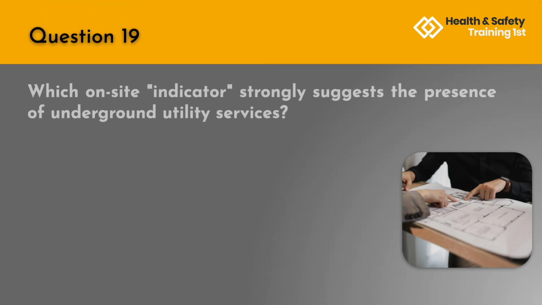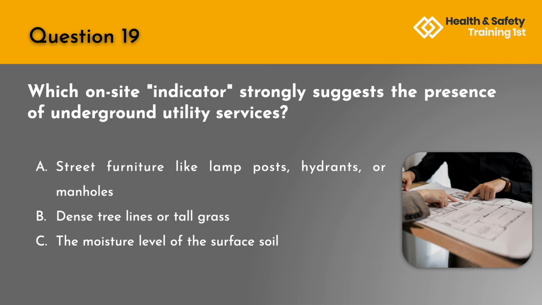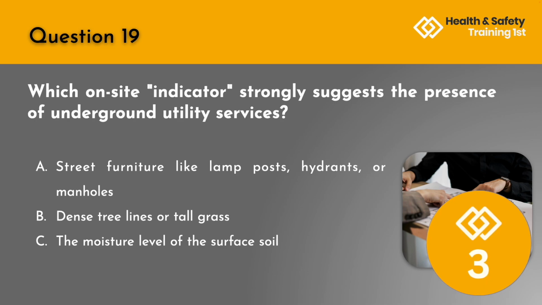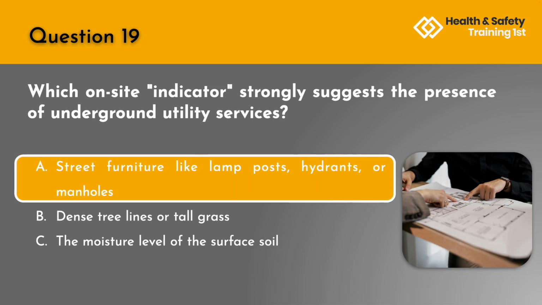Question 19. Which on-site indicator strongly suggests the presence of underground utility services? A. Street furniture like lampposts, hydrants or manholes. B. Dense tree lines or tall grass. Or C. The moisture level of the surface soil. The correct answer is A, street furniture like lampposts, hydrants or manholes.